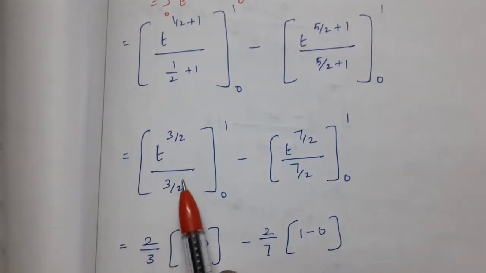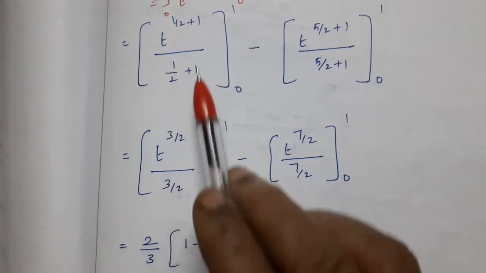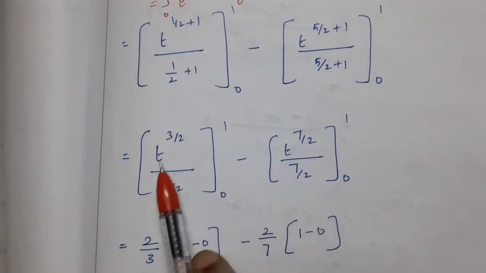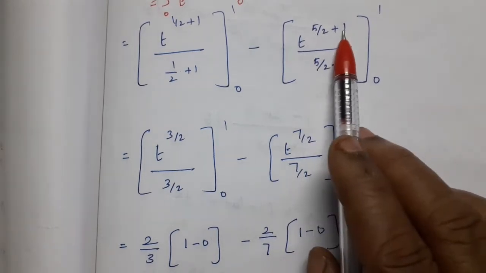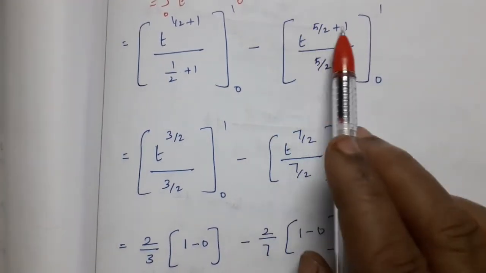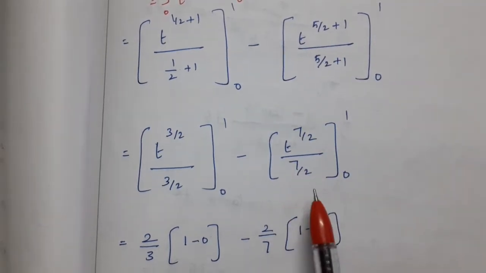Next apply the upper limit as well as the lower limit. Now we are going to apply the upper limit. Upper limit is nothing but what? See, we read t power 3 by 2 by 3 by 2 minus t power 5 by 2 plus 1. After integration, 5 by 2, x power n plus 1 by n plus 1. 5 by 2 plus 1 is what? 7 by 2, by 7 by 2.